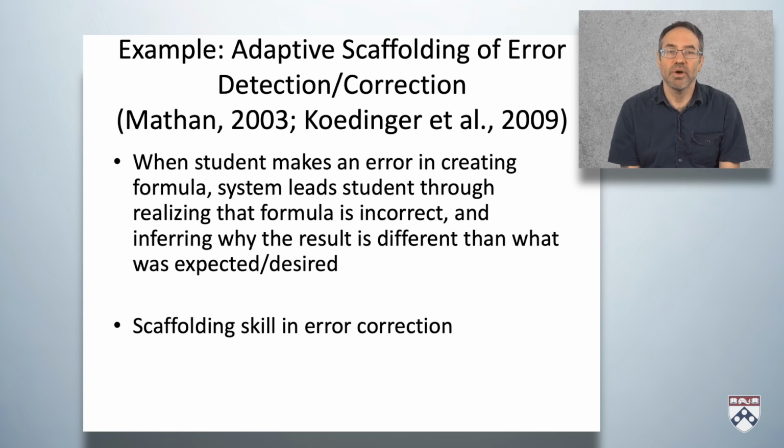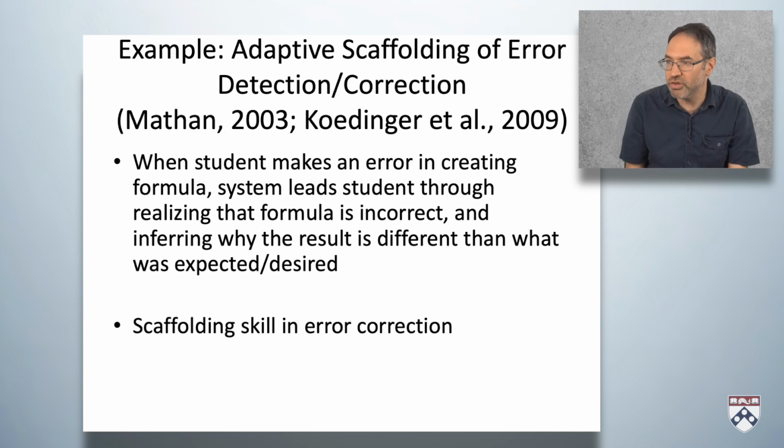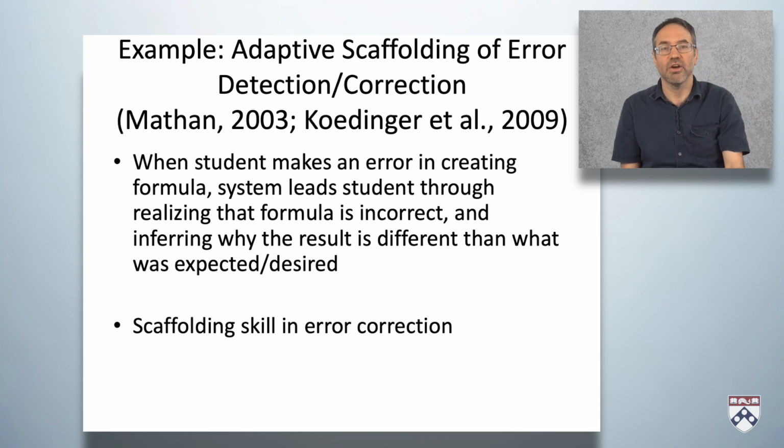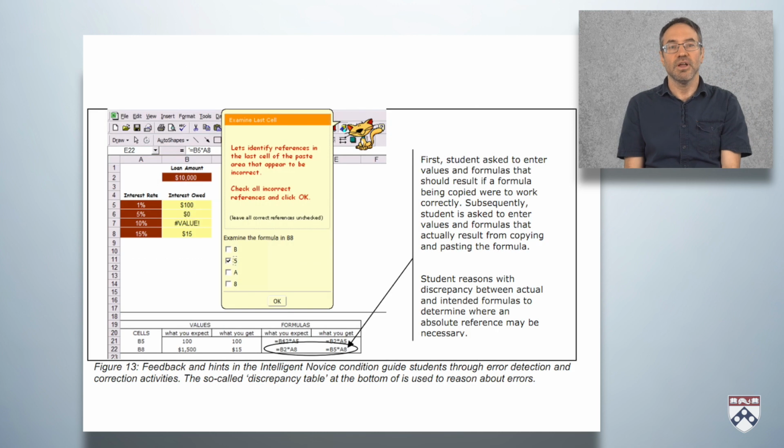That work found that when a student makes an error in creating a formula, the system leads the student through realizing that formula is incorrect and then inferring why the result is different than what was expected or desired. So in other words, rather than telling the student that they're wrong, scaffolding them and developing the skill in correcting the errors themselves. This is a picture of Mathan's help-based system.